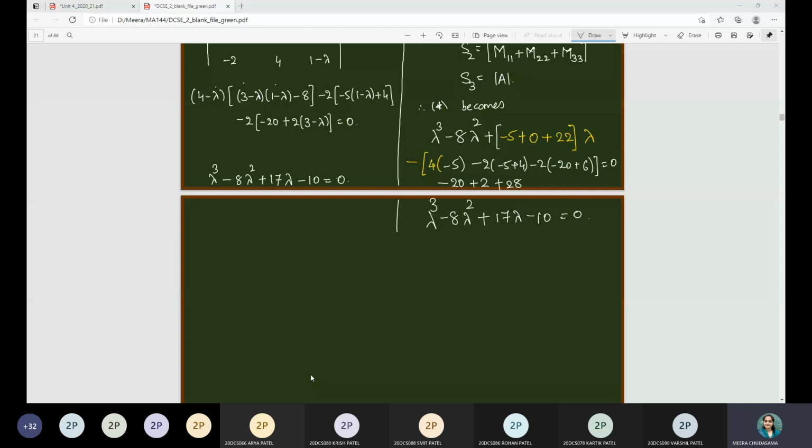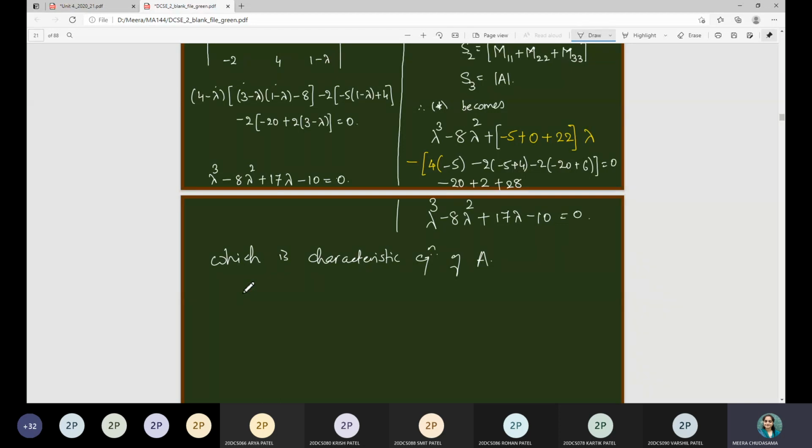Fine, very good. So, this is the characteristic equation of A, right? Now we have to find the second step, the roots of this equation.